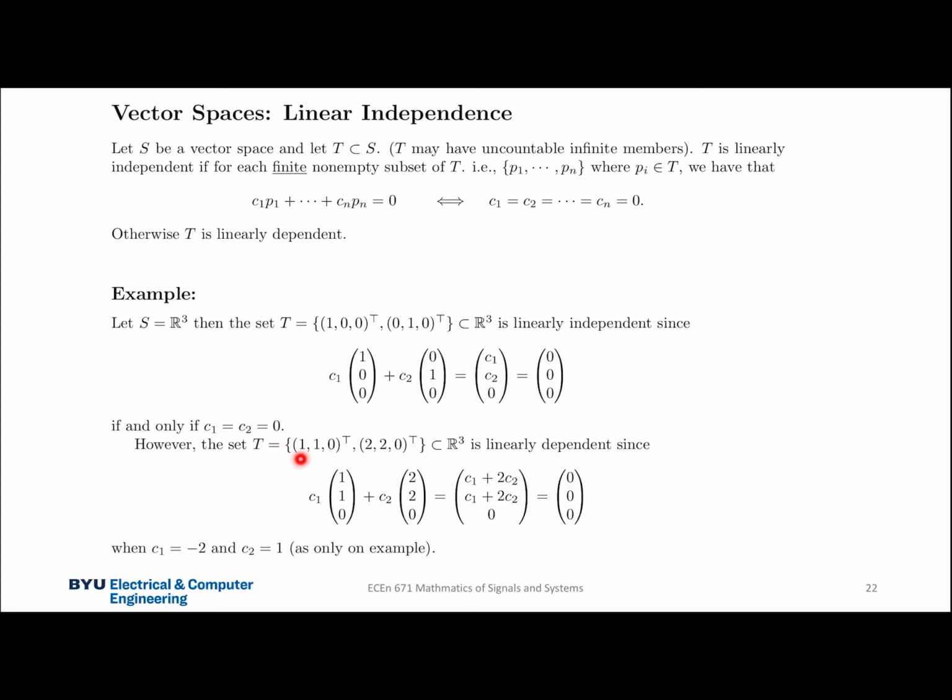But for another example, if you let the set be (1, 1, 0) and (2, 2, 0), this is linearly dependent, because if I take a finite combination, both of these elements give me C1 plus 2C2, and this can be equal to 0 if, for example, C1 is minus 2 and C2 is 1. That's only one example; there are many different combinations of C1 and C2 that give you 0. So this set is linearly dependent, whereas the set above is linearly independent.